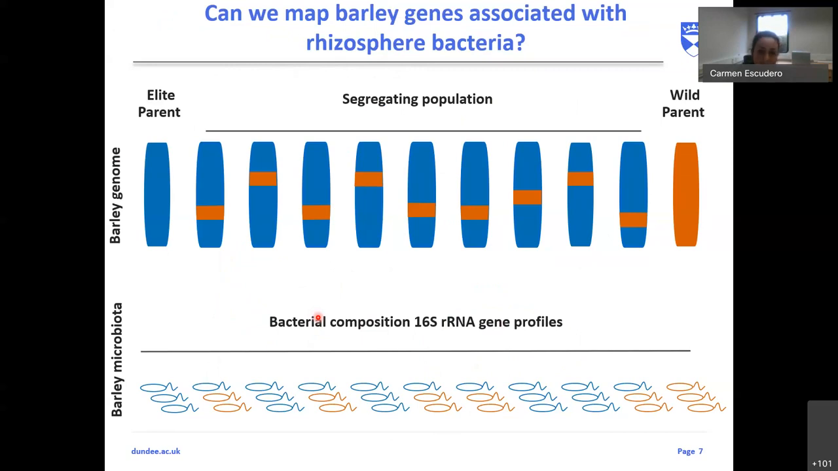The hypothesis is, can we map barley genes associated with rhizosphere bacteria? And for that, we are going to use a segregating population that ideally will consist of an elite parent, represented here in blue, and a wild parent represented in orange. And we are going to have this segregating population that will consist mostly of an elite parent genome with introgressions of the wild parent. And with that, we are going to assess the bacterial compositions, as I said, with this 16S taxonomic marker.